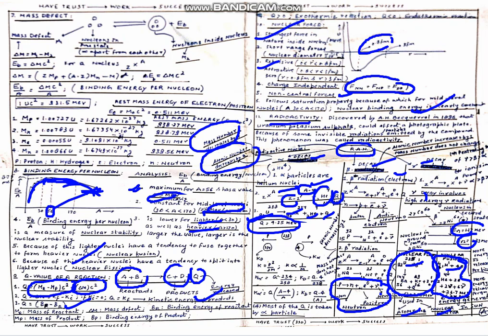In beta minus, the mass number remains the same and the atomic number increases by 1, whereas in beta plus, the atomic number decreases by 1. Beta minus is the conversion of a neutron into a proton, an electron and an antineutrino, whereas in beta plus the source is a proton yielding a neutron plus a positron plus a neutrino. And then we studied fission and fusion.